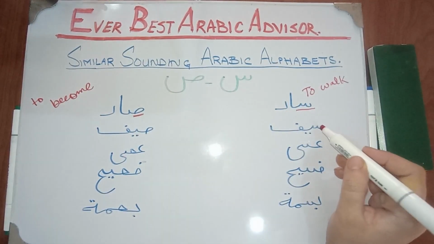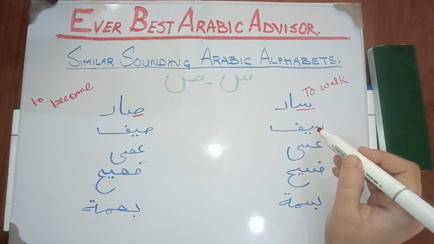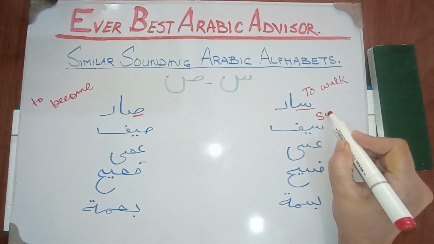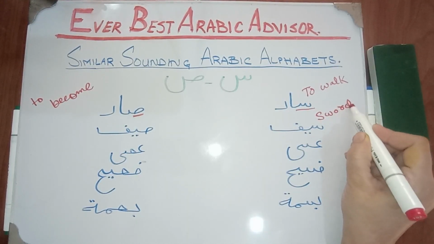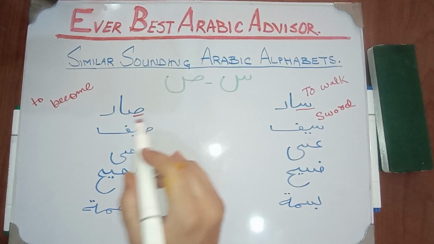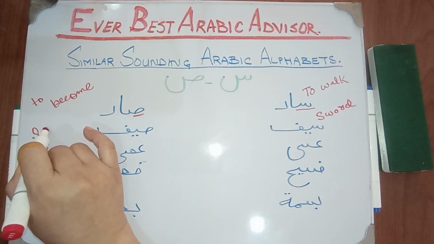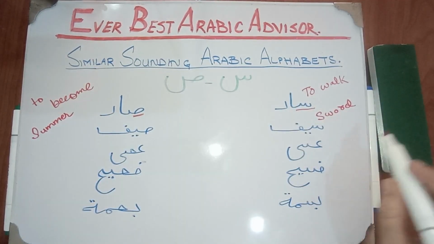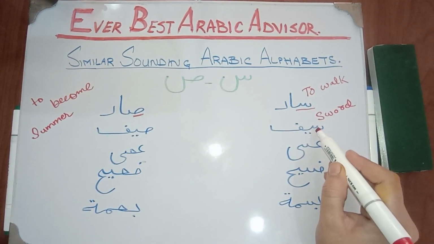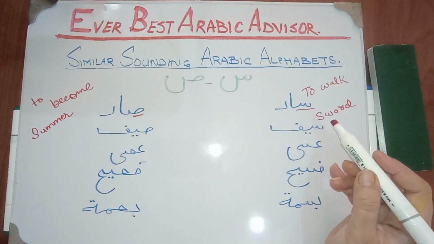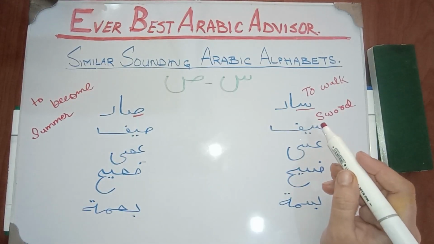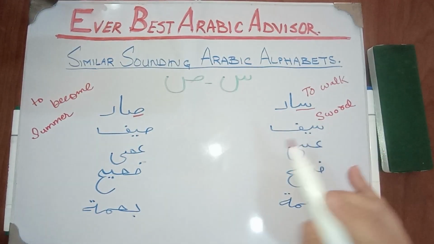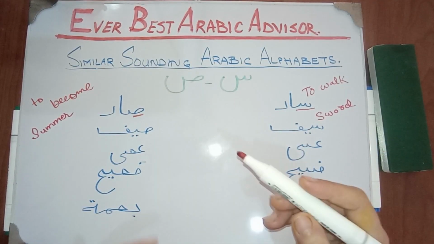The second word is saif, soif. Saif, sword, and soif, summer. It's a season. It's a weapon. So by changing just the letter, which are quite similar in pronouncing, and while pronouncing we don't care whether we are pronouncing Sin or Sod, but if you are mixing in Arabic you are changing the meanings, so be careful.